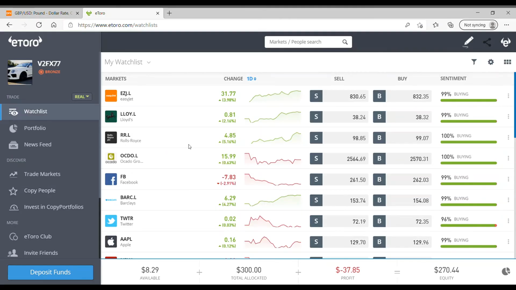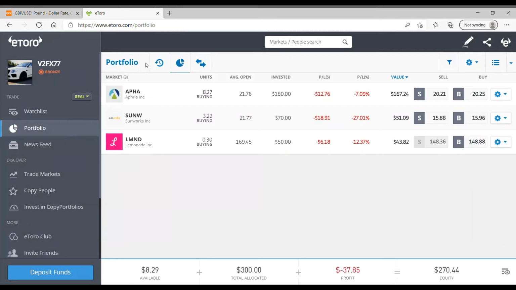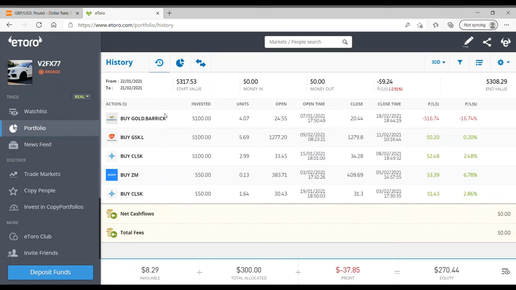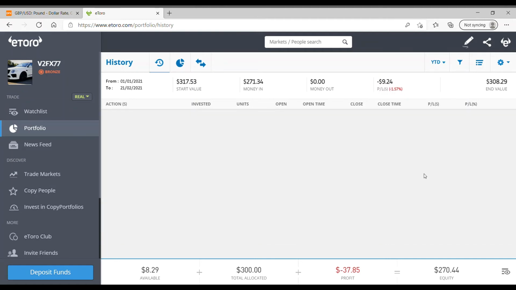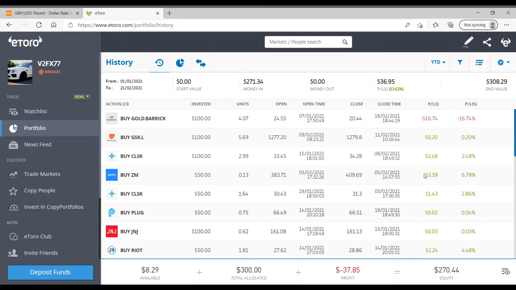Right, and this is looking at the account. Obviously, like I said, if I click on history, we've got a loss now on Barrick Gold, basically because I believed it was going to come further to the downside, which it has at the moment. It's currently at $19.20 or 30. We closed out at 20.44, so we've saved ourselves from a bigger loss.